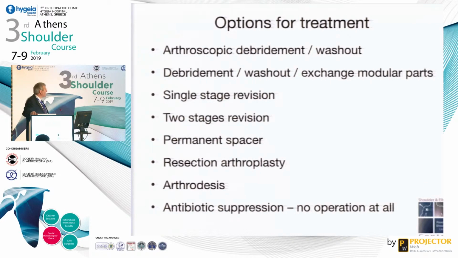What are the treatment options? The treatment options are arthroscopic debridement, washout, debridement, washout, and exchange of the modular parts of the implant, single-stage revision, two-stage revision, permanent spacer, resection arthroplasty, arthrodesis, or antibiotic suppression with no operation for the rest of the patient's life.